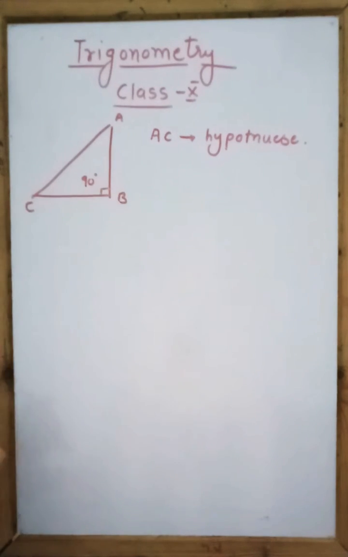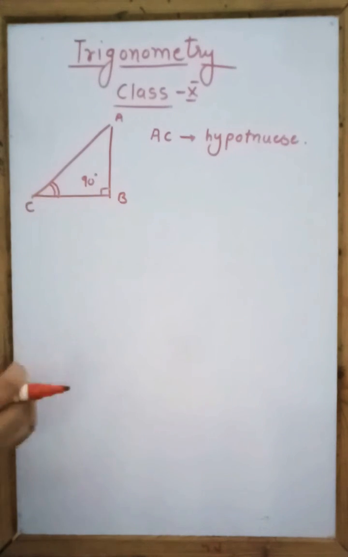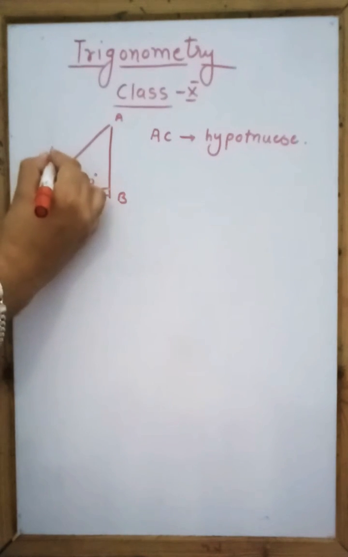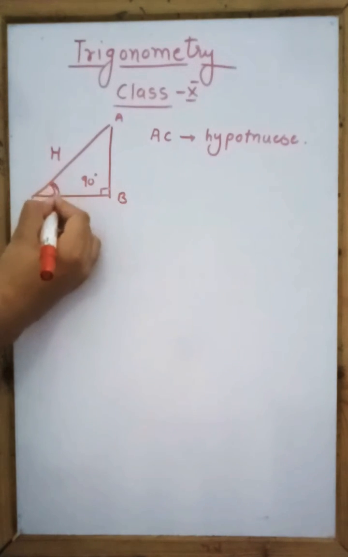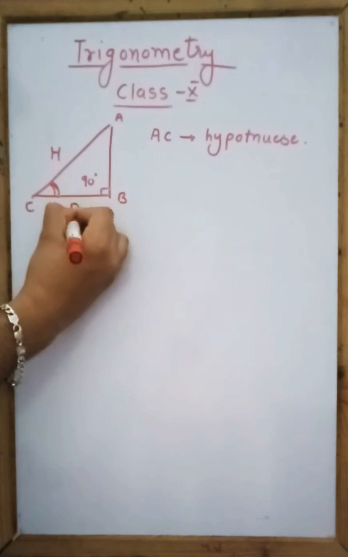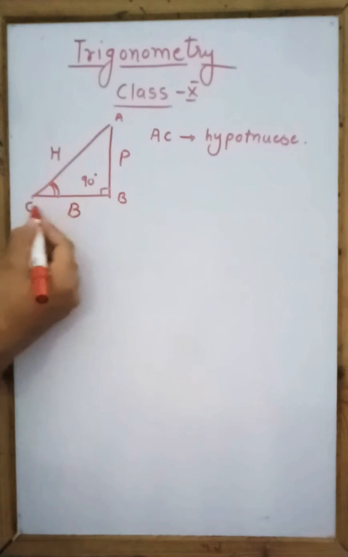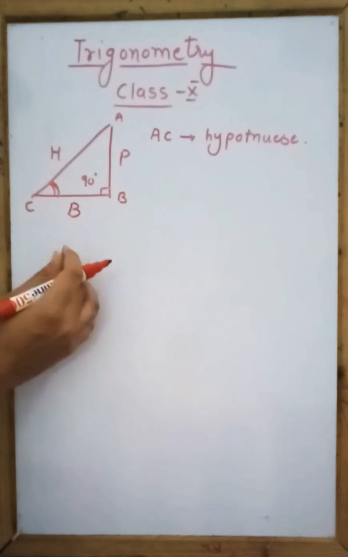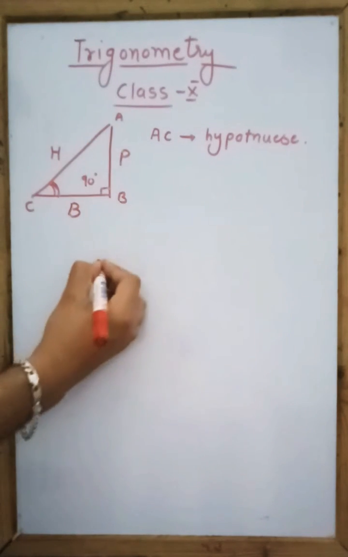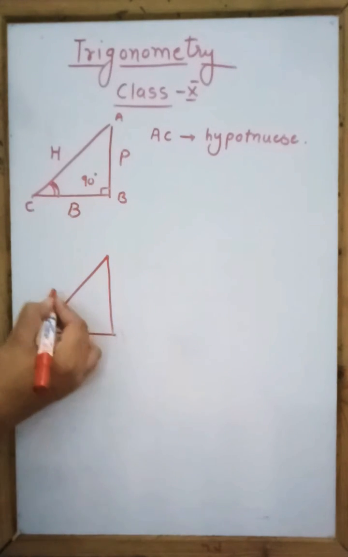The other two sides, one of them is the perpendicular and one of them is the base. Now if I mark angle C, this is a very important point which you have to understand. This is the hypotenuse. If I mark angle C, then for angle C this side is the base and AB is the perpendicular. But on the other hand, if I take A as the angle, the hypotenuse is not going to change. Hypotenuse will always remain the side which is opposite to 90 degrees.